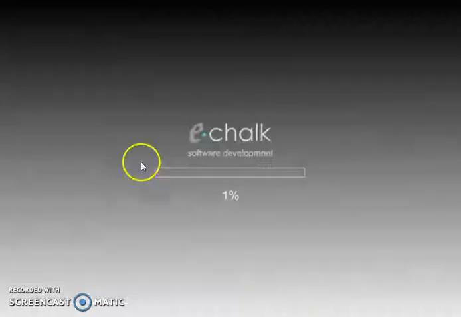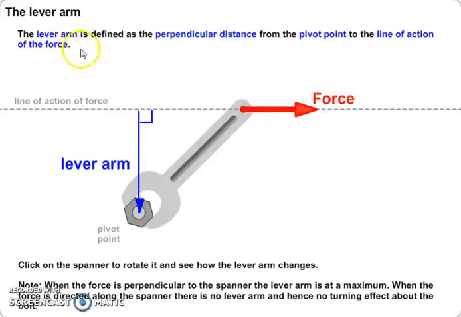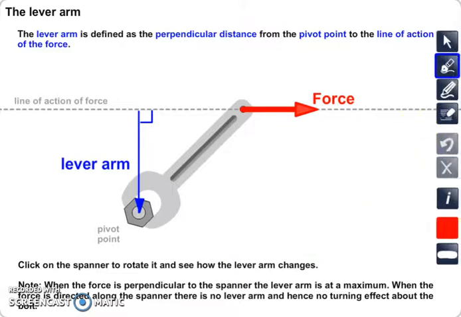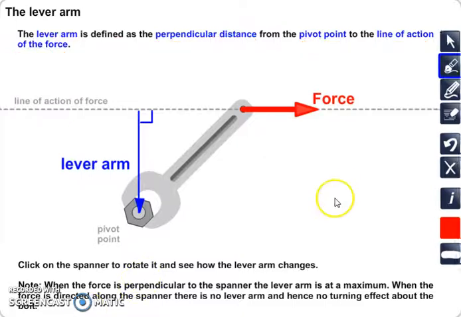So the next one is, what is a lever arm? You can see here, I have a force that's being applied to a spanner. At the other end is a bolt. So the lever arm is defined as the perpendicular distance from the pivot point to the line of action of the force. Wow, quite a few words here.